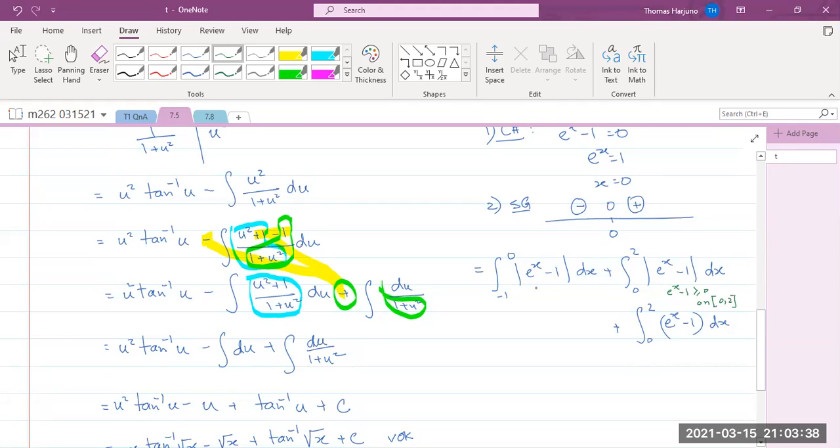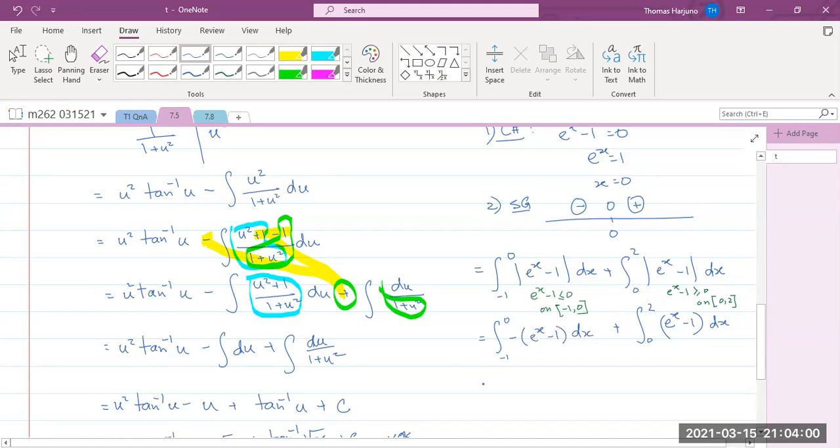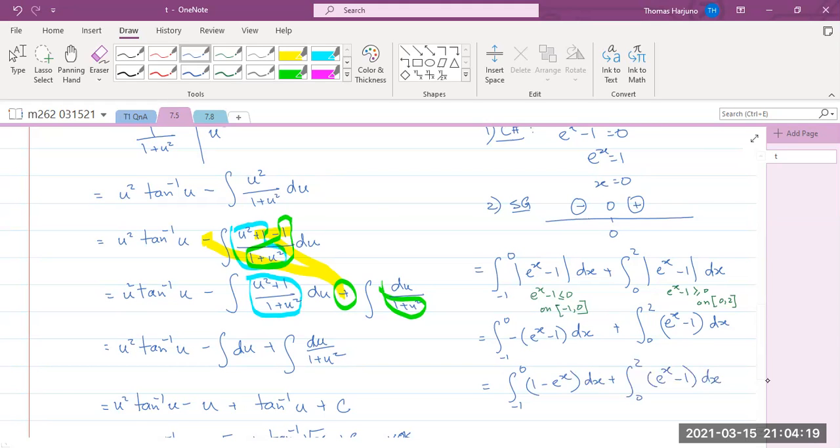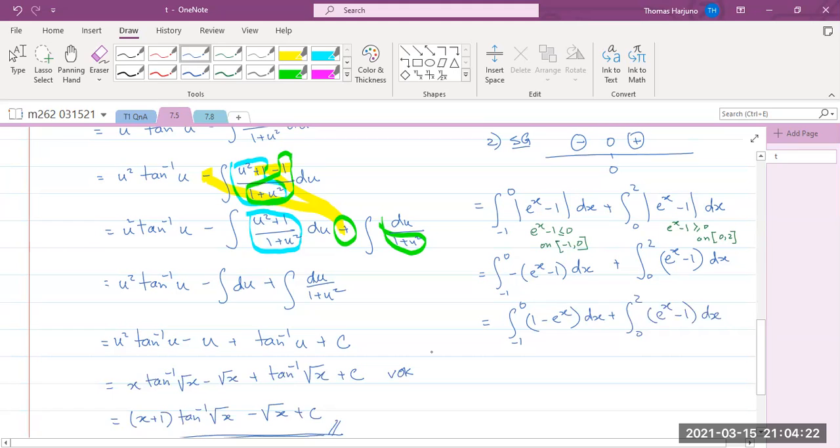Now e to the x minus 1 is negative on the interval -1 to 0. That's why when I take off the absolute sign, I need to put the opposite. Basically the integral from -1 to 0 of 1 minus e to the x dx, plus the integral from 0 to 2 of e to the x minus 1 dx. And I think you can take it from here, right?